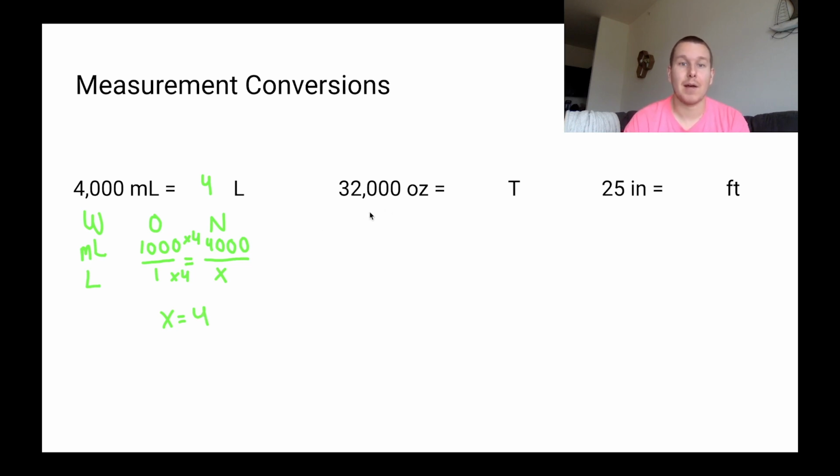So the next problem, we have 32,000 ounces into T, and T is tons, okay? Now, something tricky about this problem is if I look at my star chart, I don't have an exact measurement from ounces to tons. So something super easy I could do is I could just go ask Alexa how to do that.